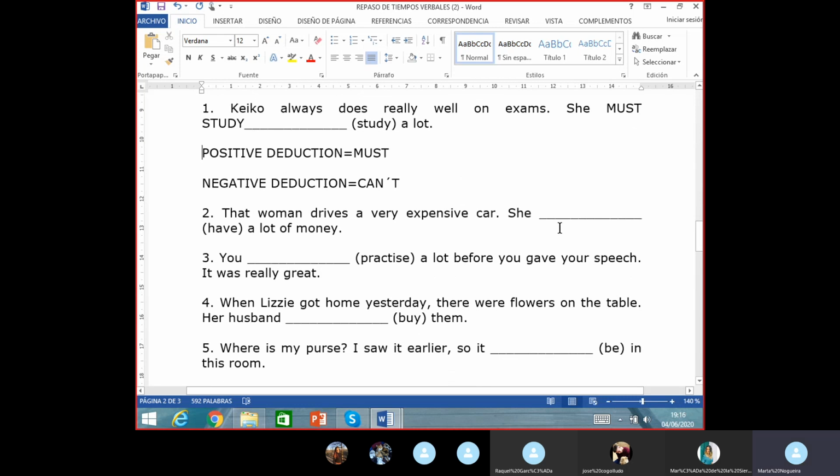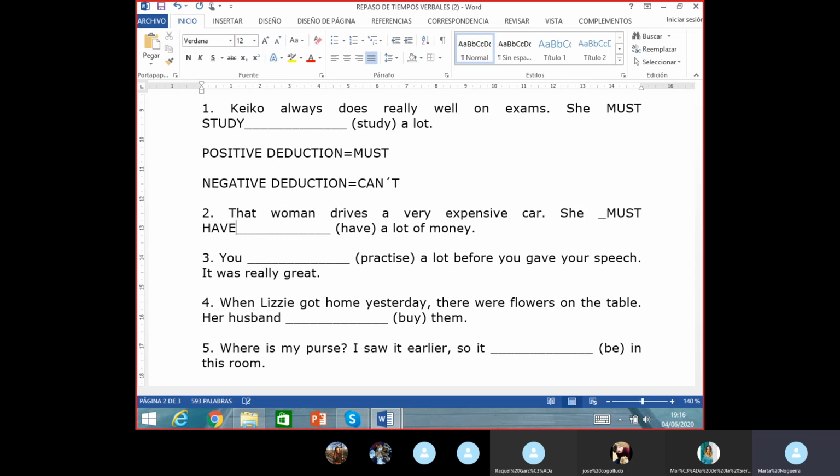2, that woman drives a very expensive car. She must have, because this is a positive deduction. 3, you must have practiced.